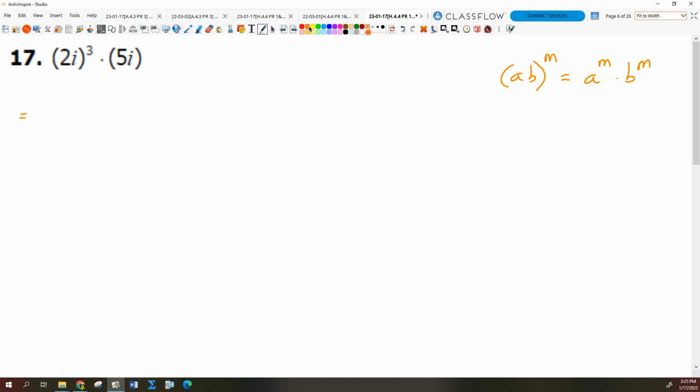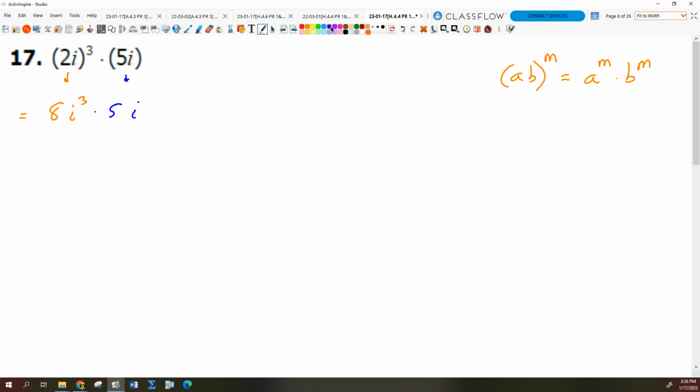Okay, 2 cubed times i cubed. What's 2 cubed? 8, right? So this part right here is going to become 8i cubed times this part, which is 5i.